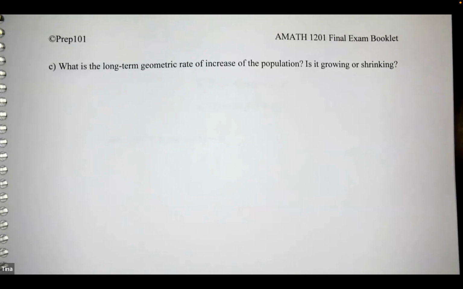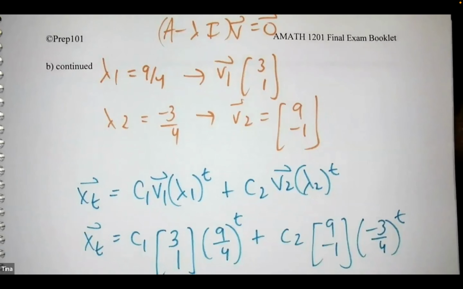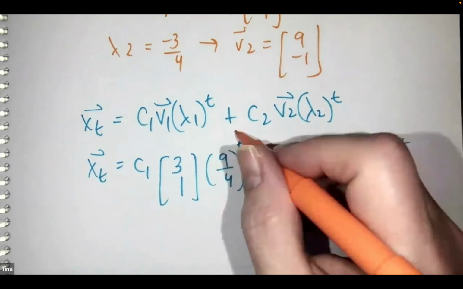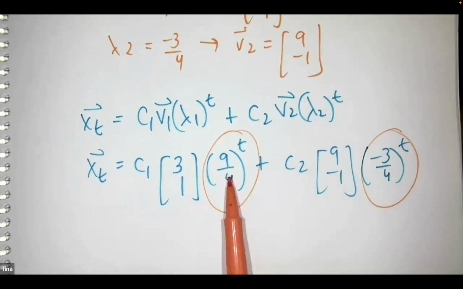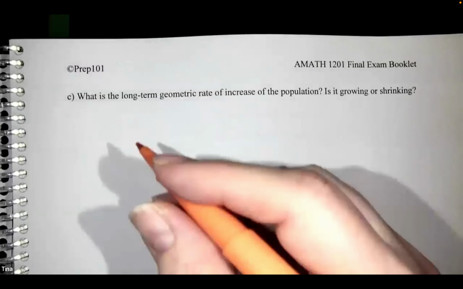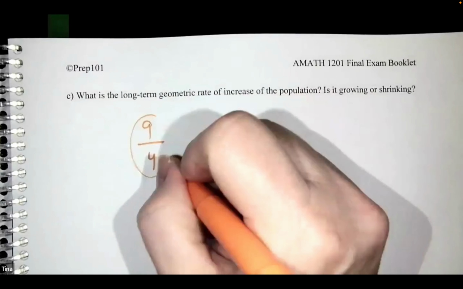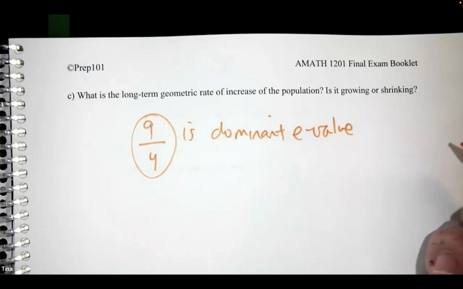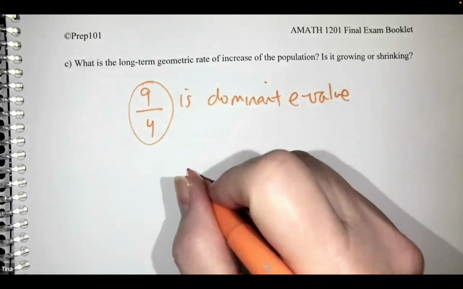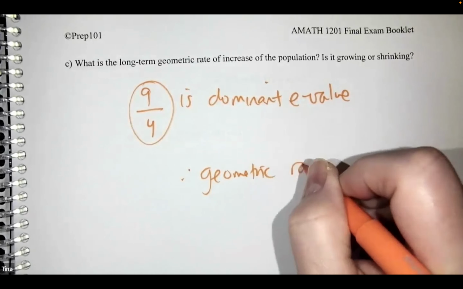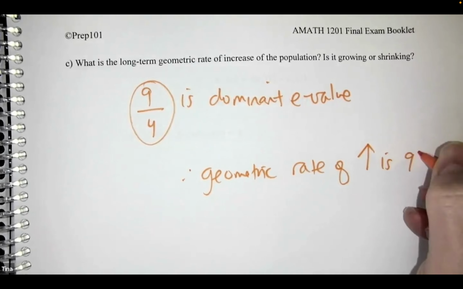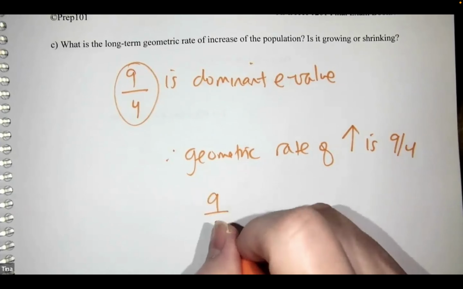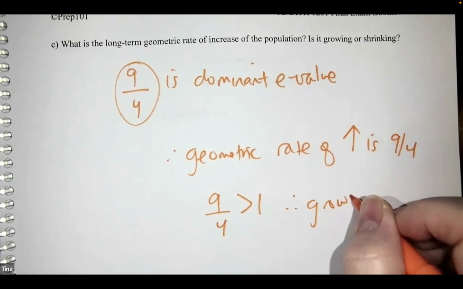So what would be the long-term geometric rate of increase, and is it growing or shrinking? That was part B they asked. So we need to figure out which of these eigenvalues is dominant. Well, the larger in absolute value is this one, 9 over 4. It is the dominant eigenvalue, the larger in absolute value. So we can say the geometric rate of increase is 9 over 4. Is it growing or is it shrinking? Well, it's above 1, so therefore it's a growing population.